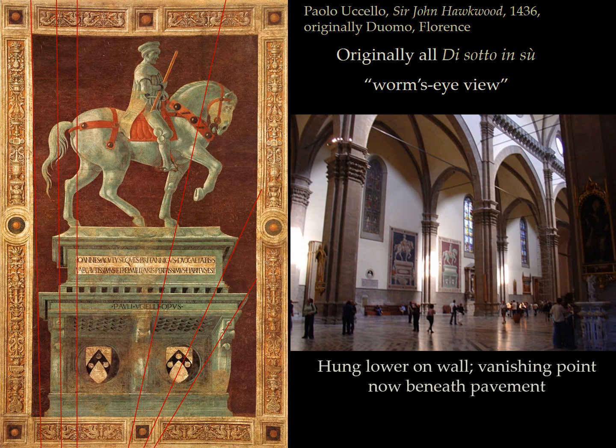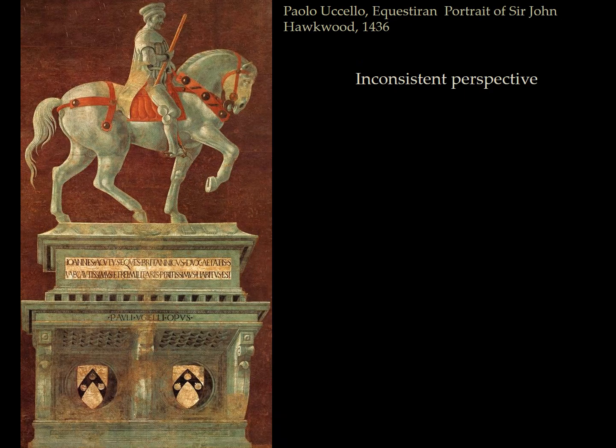Now, the statues, or the fictively painted statues, today are hung lower on the wall after they were restored. Thus, the vanishing point is actually below the pavement now, and the illusion doesn't work as effectively as it once had. Now, the inconsistent perspective, whereby we see the cantoria from below, or the support on which is written Paoli Uccelli Opus, or the work of Paolo Uccello, and then above in Latin laying out that this is going to be John, right, the Briton, who's going to be illustrated above.